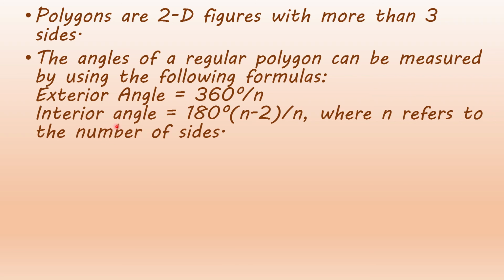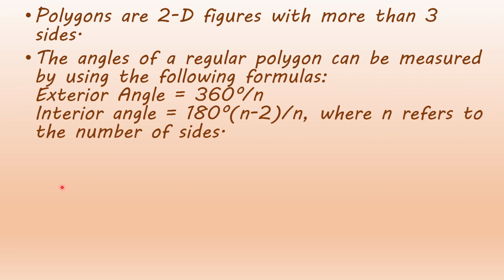Now if you want to know the interior angle of a polygon, you use 180 multiplied by (n minus 2). What is n over here? The number of sides. First you find the total sum of the interior angles, and then if you want one particular angle, you divide that by n, where n refers to the number of sides.